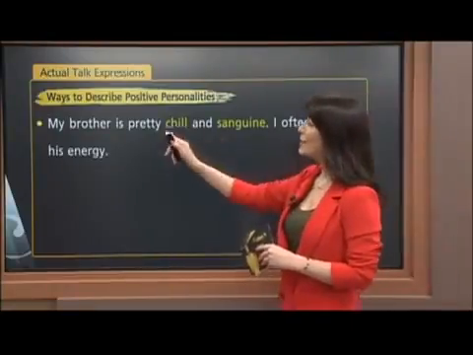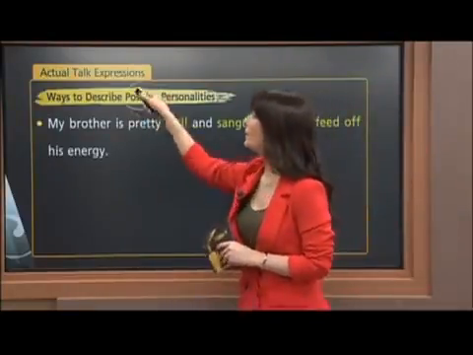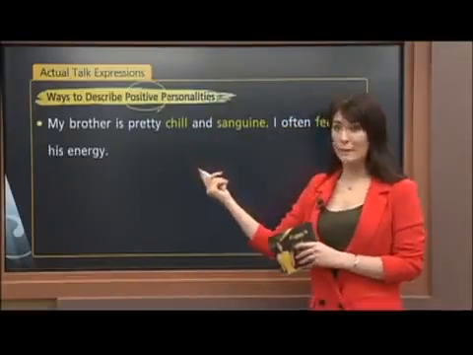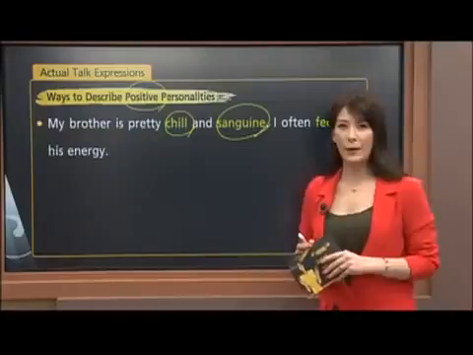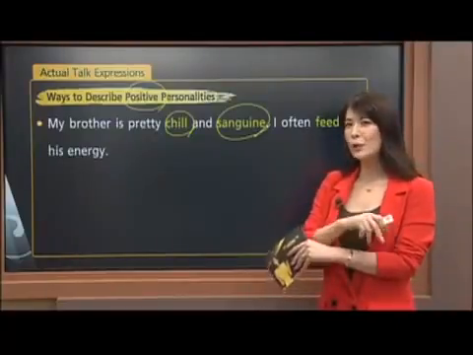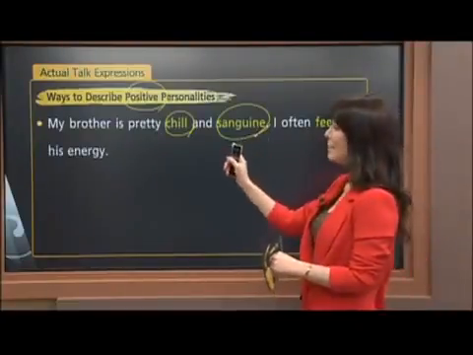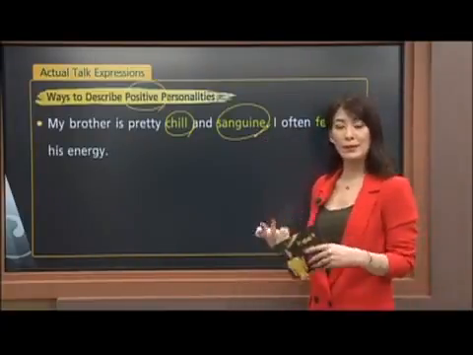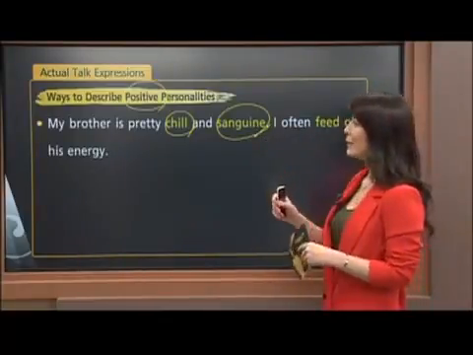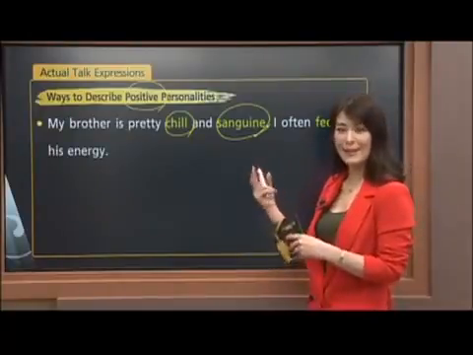So now here are ways to describe positive personalities. All right, we're talking about positive personalities. You can say my brother, for example, is pretty chill and sanguine. Now, what are these words? Chill, do you know? Now, when you talk about the weather and you say, ooh, it's chilly today, it means that it's kind of cool. It's a bit cold, right? So if you say that somebody is chill, it means they have a cool personality. What about sanguine? Sanguine also means that this person is optimistic, a happy person, okay? So my brother is pretty cool and optimistic. He's a happy person. He's an outgoing person, all right?